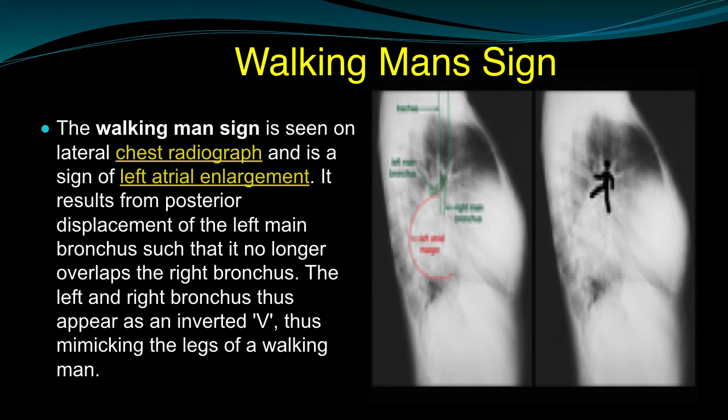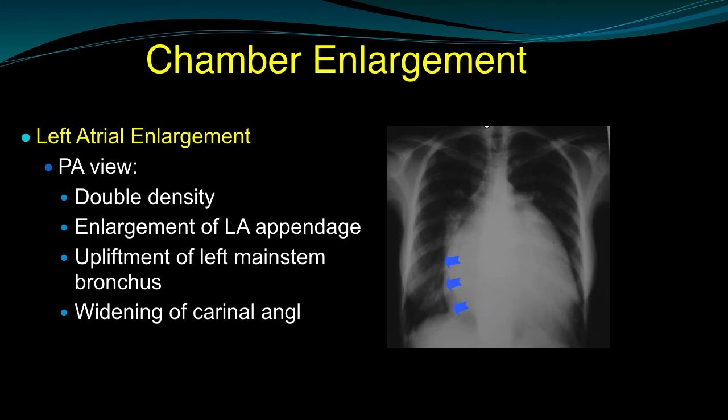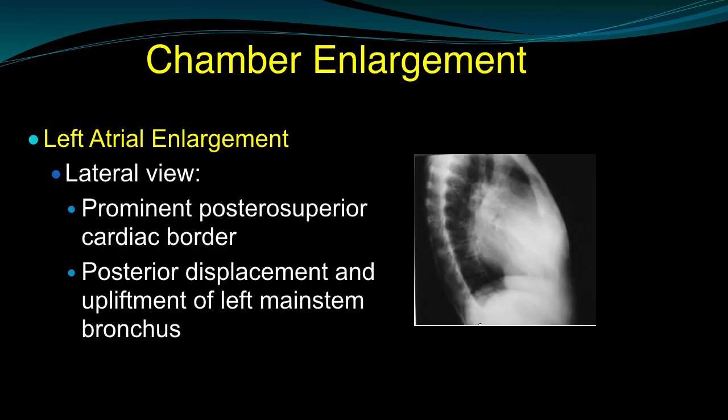Let's go now again to the summary. You have your left atrial enlargement, simplified by your left atrial appendage enlargement, double density, enlargement of the left atrial appendage, and the flipment of the left main stem bronchus, and the widening of the carinal angle. Okay, this is an example of your left atrial enlargement, prominent posterior superior cardiac border, lateral view, and your posterior displacement and the flipment of the left main bronchus.